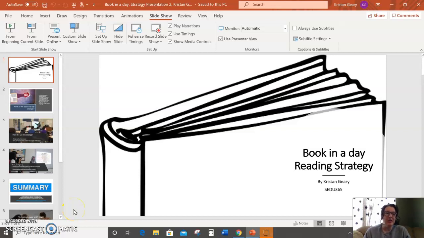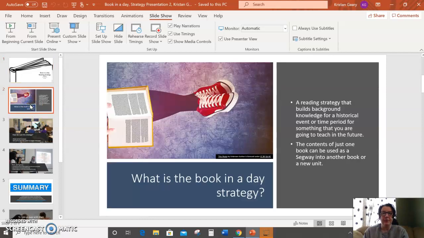Today I'm going to be talking about the book in a day reading strategy. For myself personally, I would use this strategy with 8th grade to 12th grade students. So what is the book in a day strategy? The book in a day strategy is a reading strategy that builds background knowledge for a historical event or a time period for something that you're going to teach in the future.